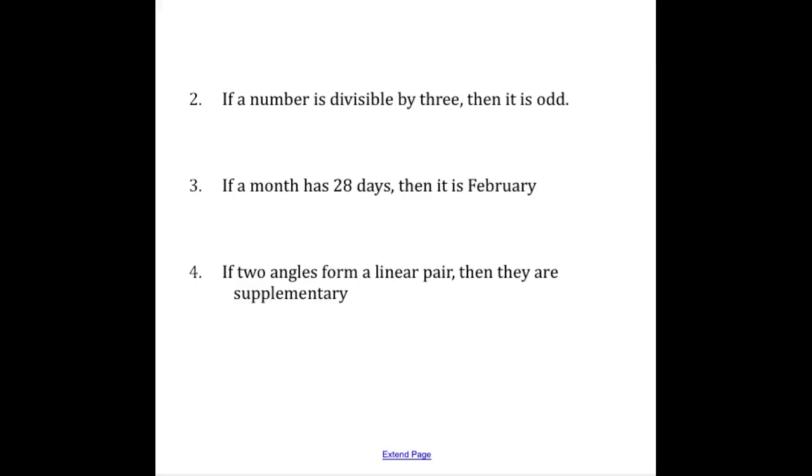Here's some more. It says, if a number is divisible by 3, then it is odd. If a month has 28 days, then it is February. If two angles form a linear pair, then they are supplementary. What I want you to do is see if you can come up with a counterexample for each one of these. So pause the video and see if you can find a counterexample, then it's false. But if you can't, then say that it's true.